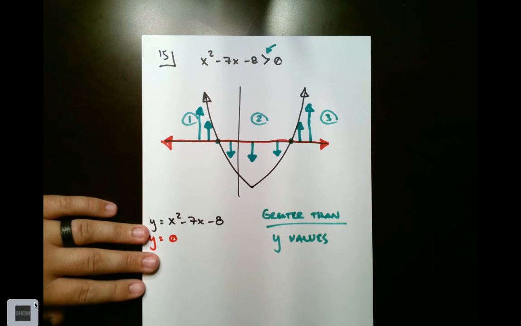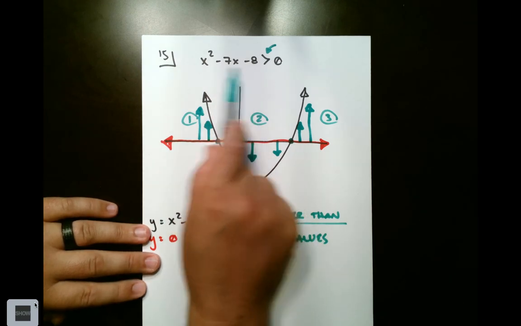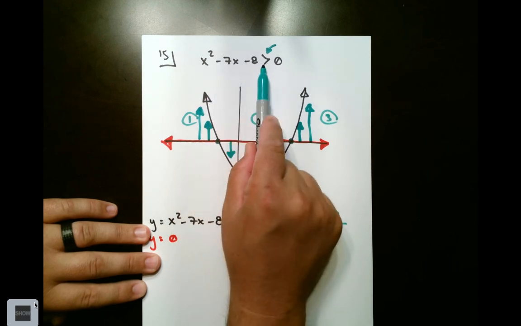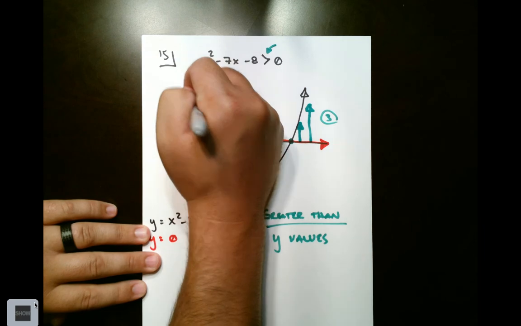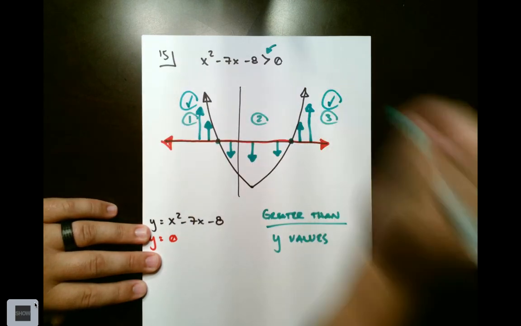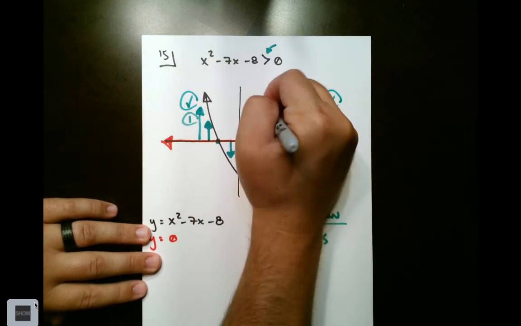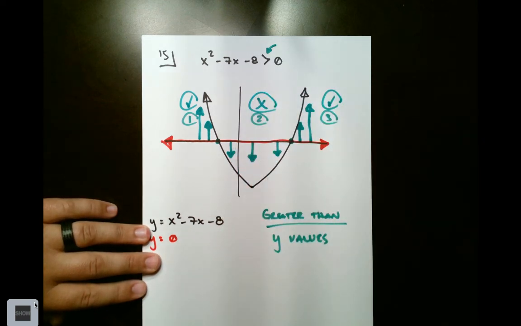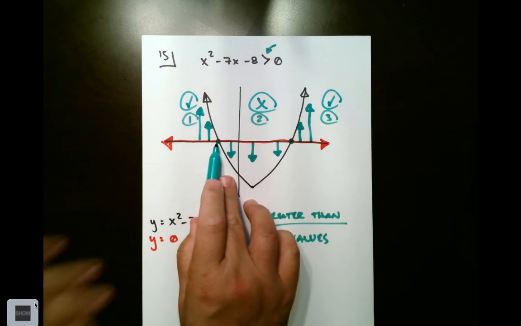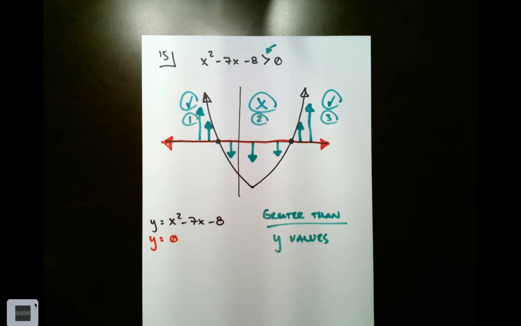So for this specific problem, we only want to keep the part of that parabola that's greater than my line y equals 0, which looks like zone 1 and zone 3, not zone 2, because that parabola is less than that line in that piece. So for this problem, let's go ahead and figure out what those x-intercepts are real quick.